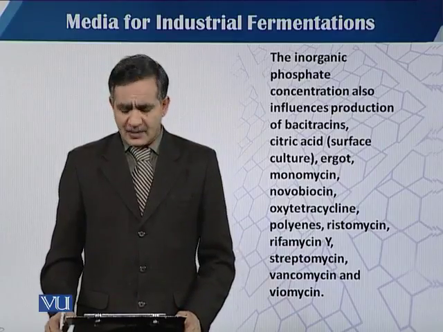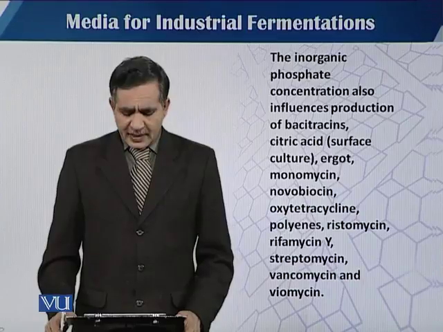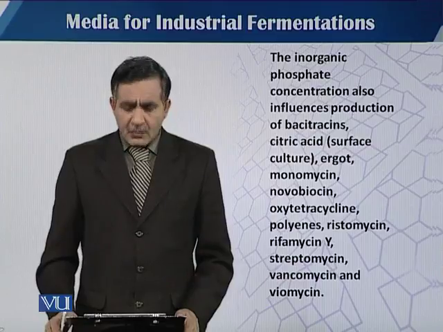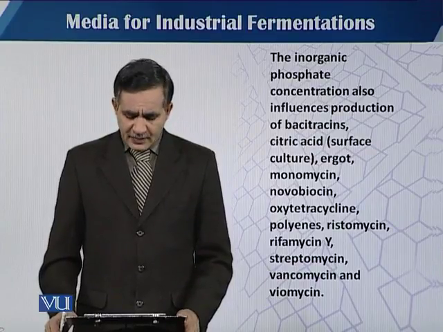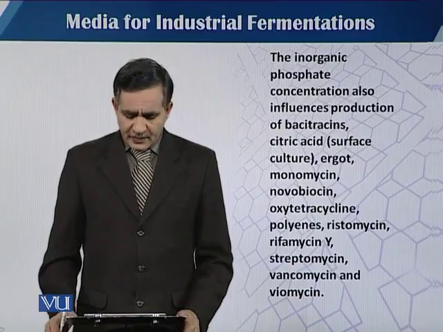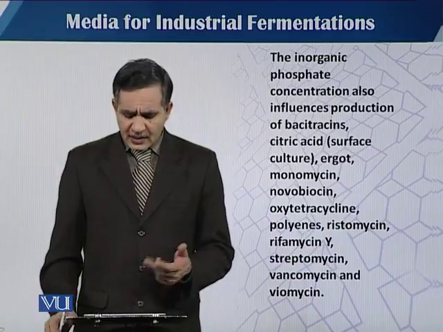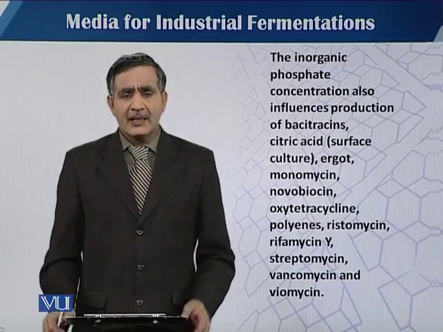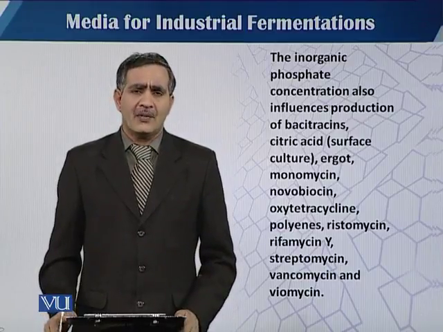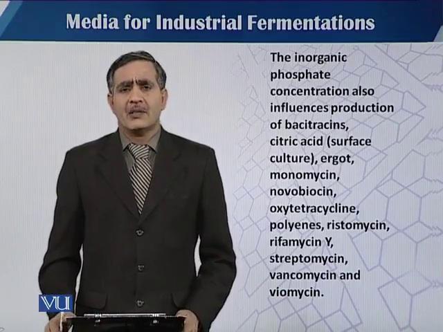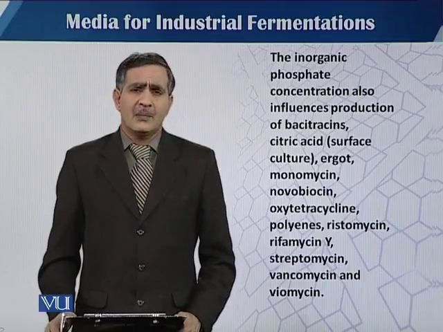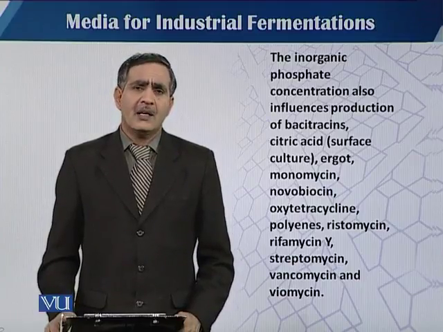The inorganic phosphate concentration also influences the production of, for example, bacitracin and citric acid, in which the sulfur cultures are used, then ergot monomycin and novobiocin, oxytetracycline, polyenes, ristomycin. These are the different products for which inorganic phosphate compounds are mostly used, and they influence the production of all these products. So phosphoric compound directly affects the production of different products in industrial fermentation.